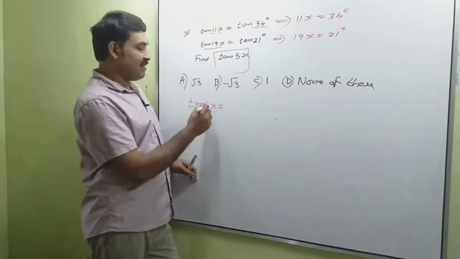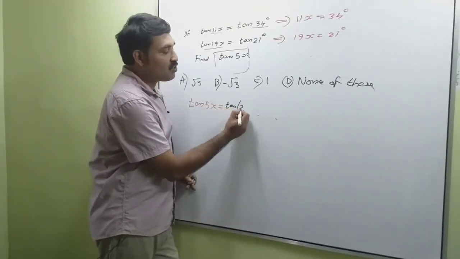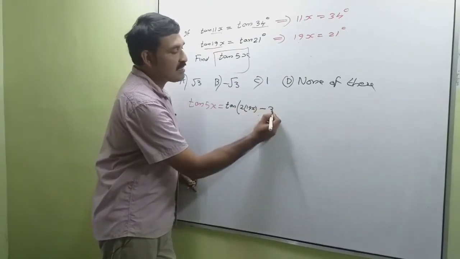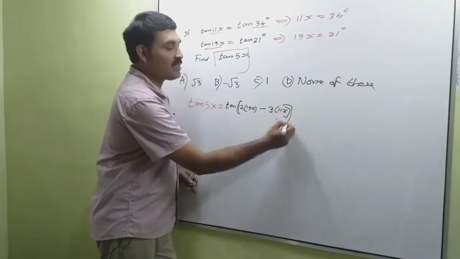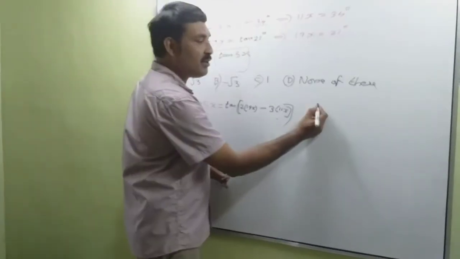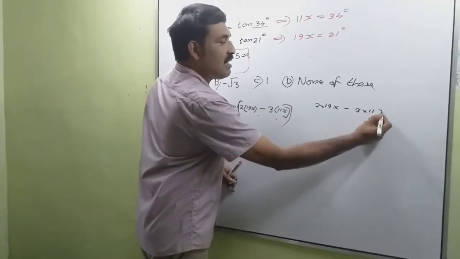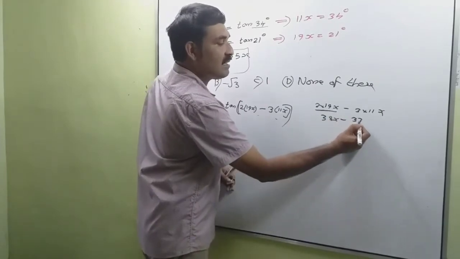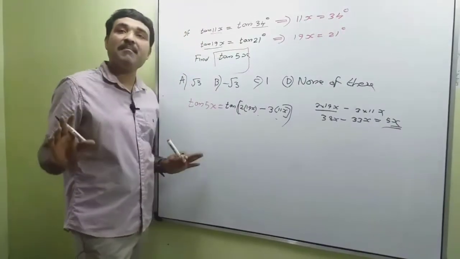So I can write tan 5x as tangent of 2 times 19x minus 3 times 11x. This is mathematically right. That means 2 into 19x minus 3 into 11x. 2 into 19 is 38x minus 33x, that is equal to 5x. So the equation is balanced.